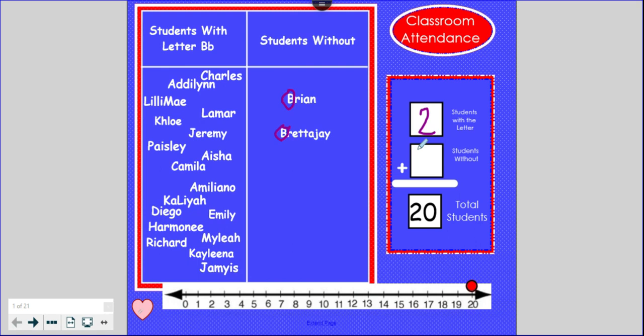So let's write a teen number that starts like a number 1. And listen, 18. I hear 8 inside of that number. So I'm going to write a 1 and an 8. Awesome. Let's read our number sentence. 2 plus 18 equals 20 students altogether in our class. Awesome.